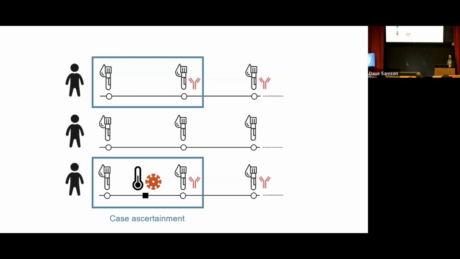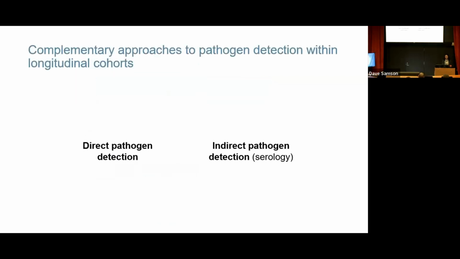We can also do things like estimate case ascertainment. So what proportion of infections are we detecting using direct approaches? This is not at all a new idea, but something that I'm quite excited about: trying to link the different types of detection, so direct detection with serology, and particularly within the setting of longitudinal studies.